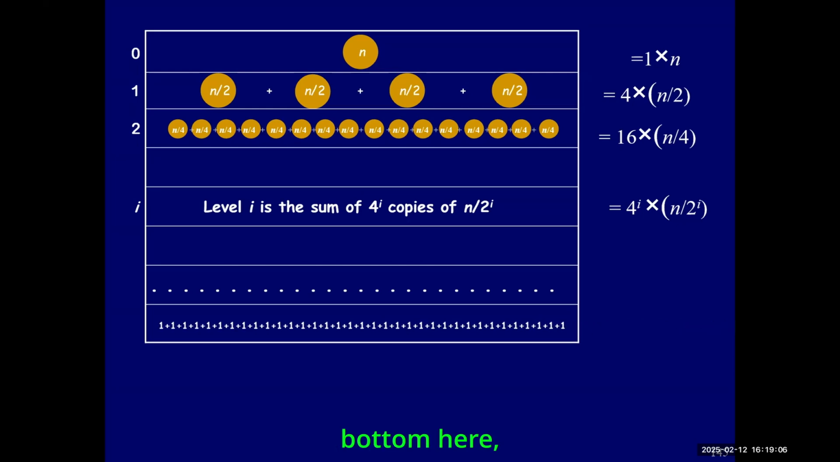And then at the bottom here, after log n levels, the number of base cases is 4 to the log n, right? Because it's 4 to the i, and we're at level log n. Here's just a little math you can do, a to the log n, if you don't understand it.